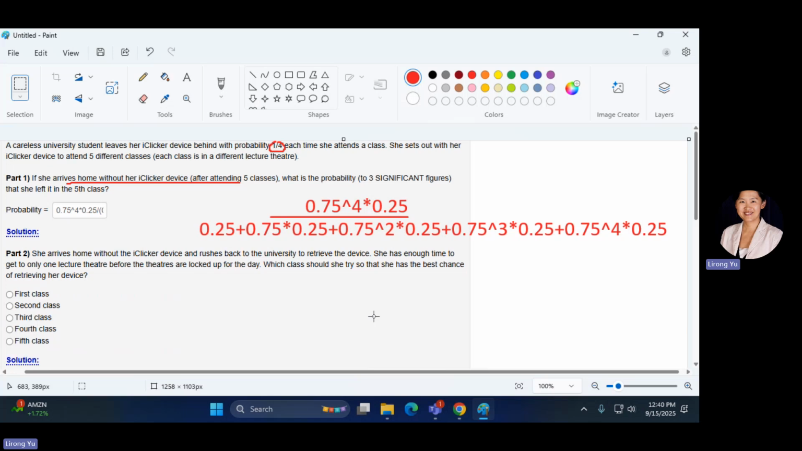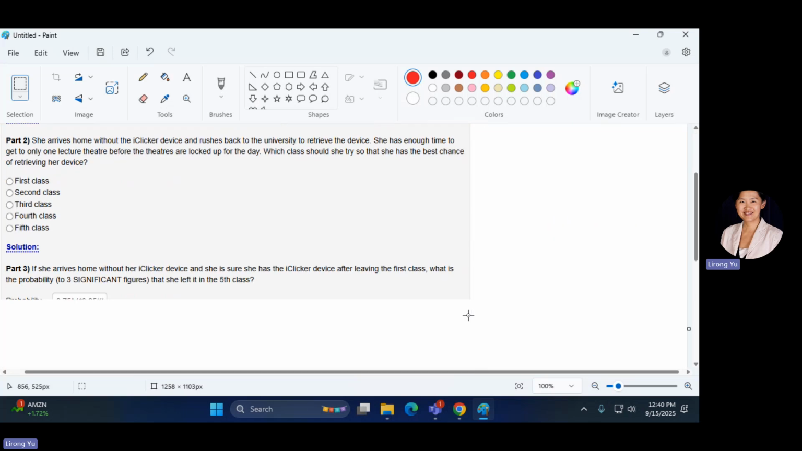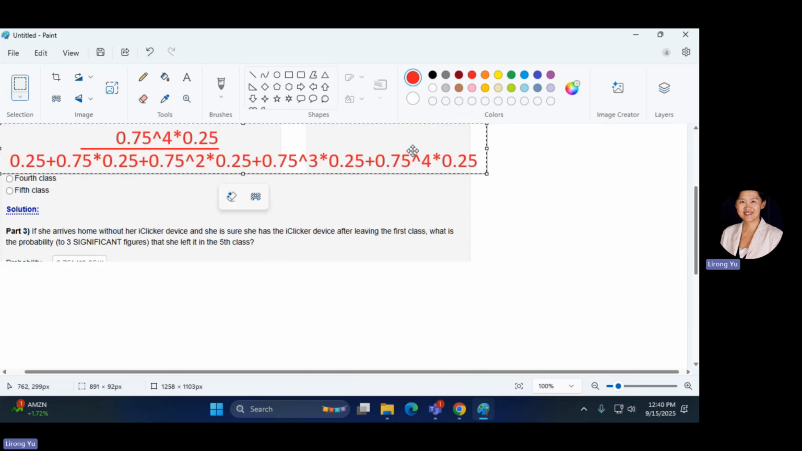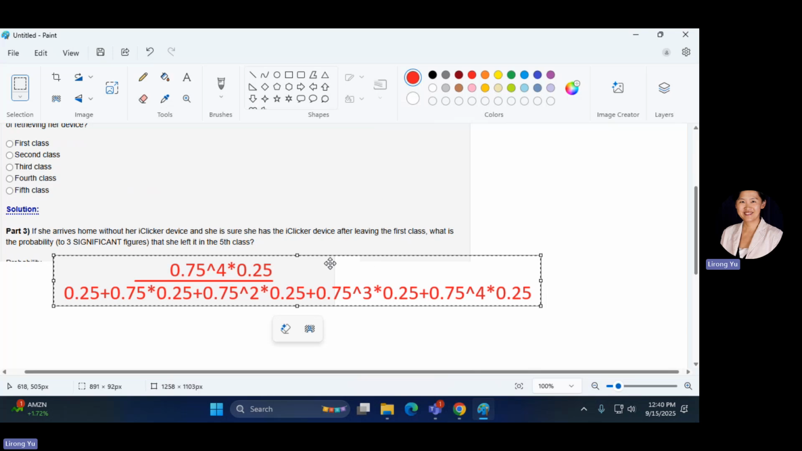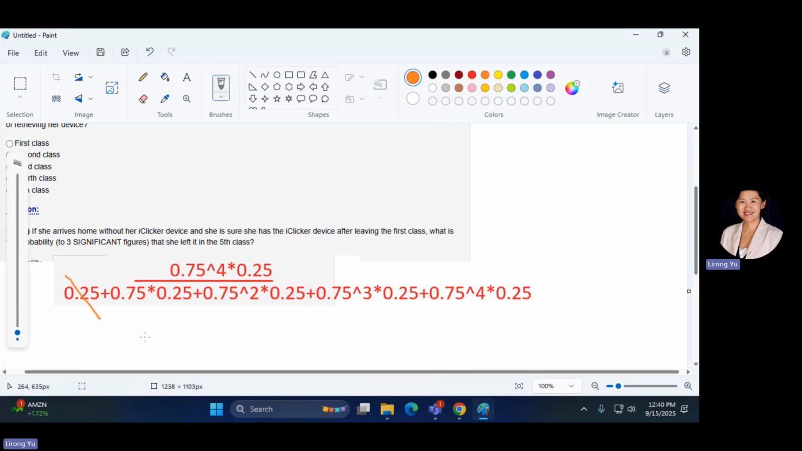Okay, so the last question is she arrived home and didn't have her i>clicker, and also she's sure she hasn't left it in the first class. So she didn't leave it in the first class, right? She's sure she had it. So the denominator is a condition, right? She already knows she didn't leave it in the first class, so we take out that 0.25. And we still try to find the probability that she left it in the fifth class.